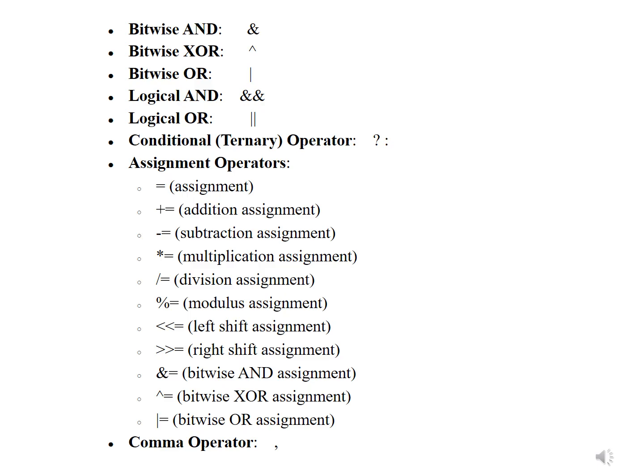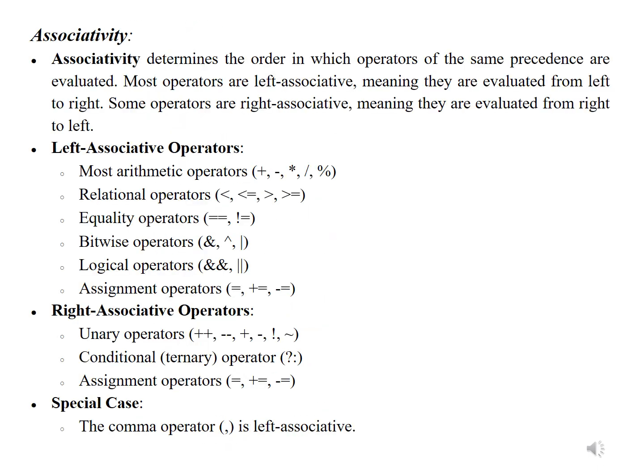Among the assignment operators there is equals, then plus equals, that is addition assignment, minus equals, that is subtraction assignment, star equals, that is multiplication assignment, division equals, that is division assignment, then modulus assignment, then left shift assignment, then right shift assignment, then bitwise AND assignment, bitwise XOR assignment, then bitwise OR assignment. Last, there is the comma operator.